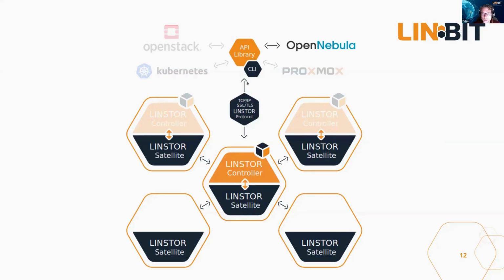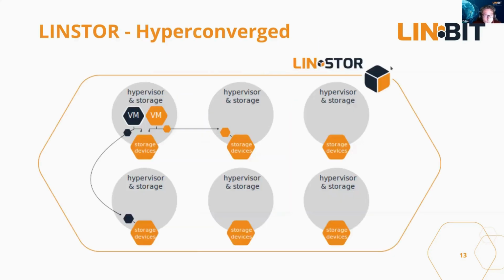And what else do we have here? We have a REST API, and on top of that, a CLI and a driver for OpenNebula. How does it work by example? Let's imagine you have a cluster of six nodes, six OpenNebula nodes, and each of those nodes has built-in storage devices and enough CPU and memory to run the actual workload, to run your VMs.